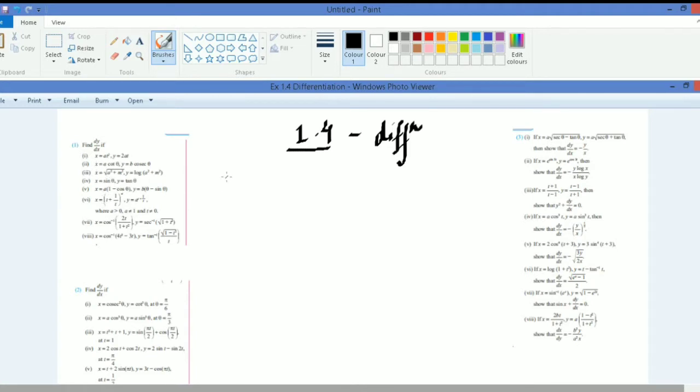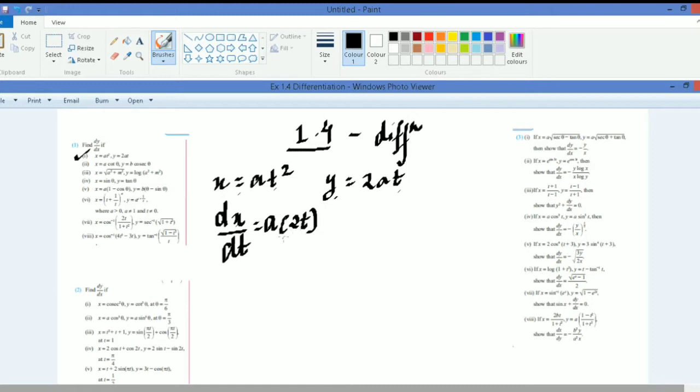Let's take the first question, where x is equal to at square and y is equal to 2at. Here x is given in terms of a third variable t, and y is also given in terms of t. What we need to do is first find dx by dt. When you differentiate x with respect to t, a is a constant and the derivative of t square with respect to t is 2t. So this is 2at.